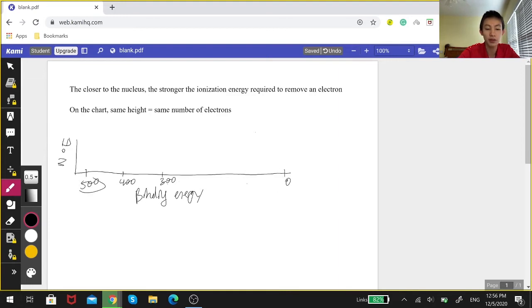Now notice how the 500 is on the left side. That means the nucleus is here, next to the strongest. If this chart was flipped, where the high number, like 1000, is here, that means you're going to read the chart the other way around, and this is where the nucleus is located. But in our case, it's from right to left.